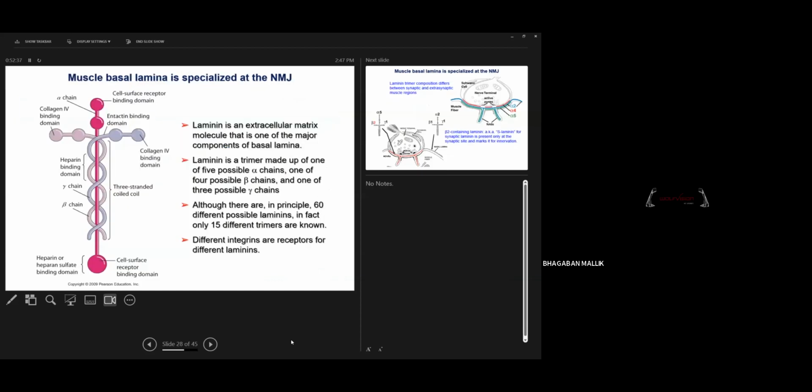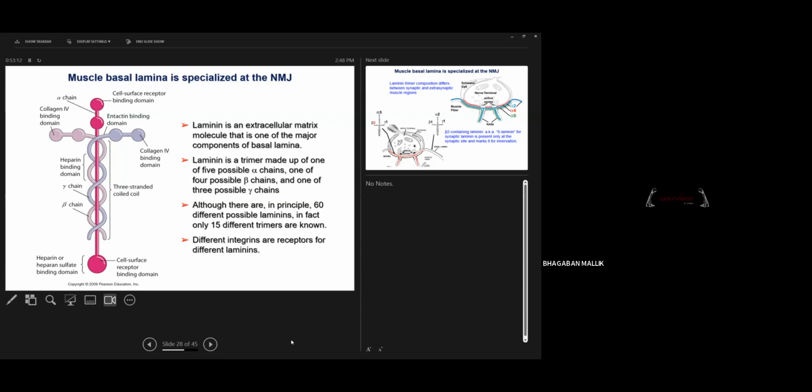So we'll talk about some of these components in the extracellular matrix, which is the laminin protein that forms the basal lamina. In the very beginning of today's lecture, I talked about the basal lamina. It is a heterotrimeric protein, consisting of 3 different chains: alpha chain, gamma chain, and beta chain. So it's a trimer, consisting of 5 different types of alpha chain, 4 different types of beta chain, and 3 different types of gamma chain.